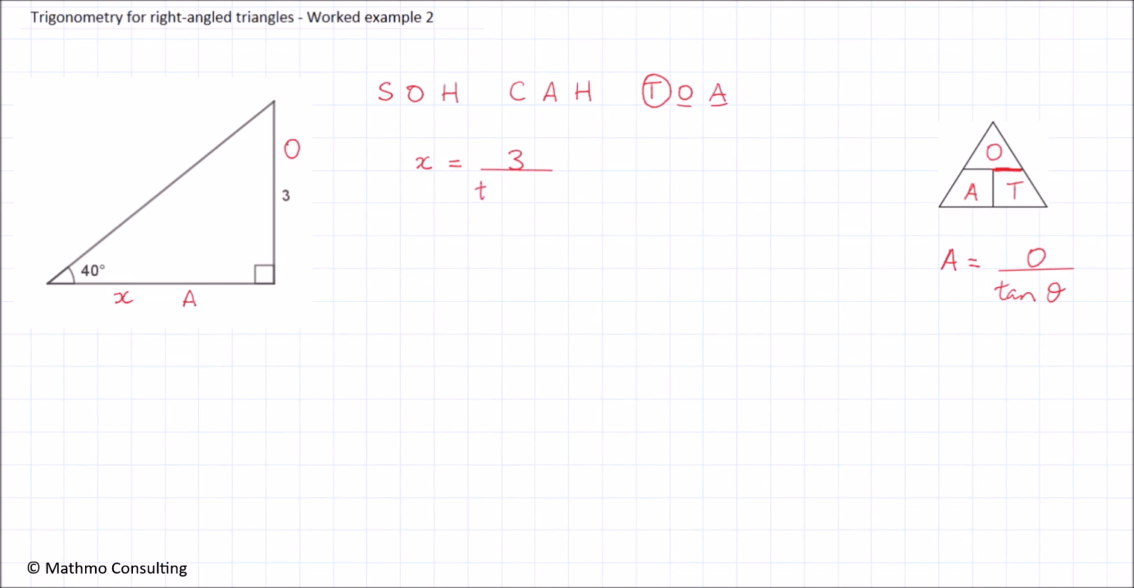divided by tan of 40 degrees, which is 3.5753 to 4 decimal places.